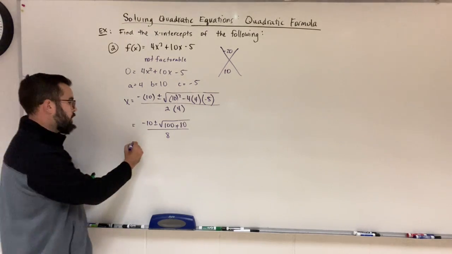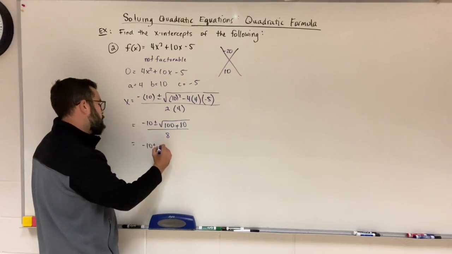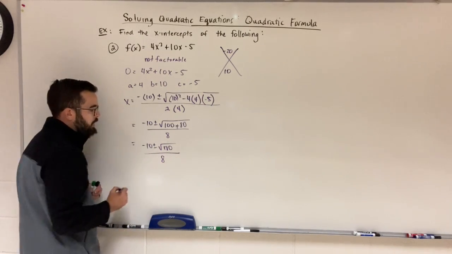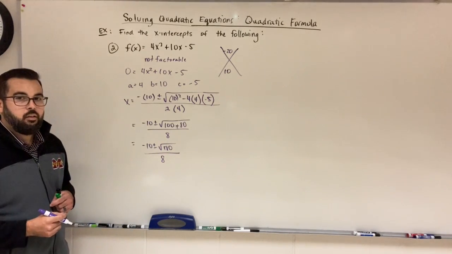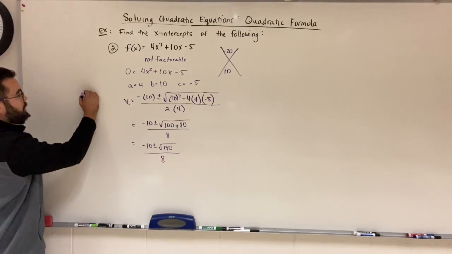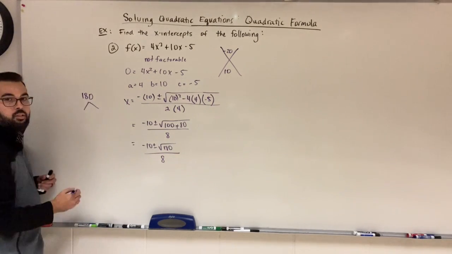So we have to simplify. We have negative 10 plus or minus the square root of 180 over 8. So I have to simplify the square root of 180. Again, I'm going to use the factor tree.